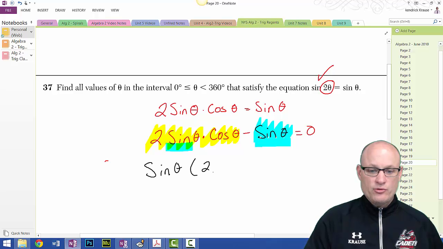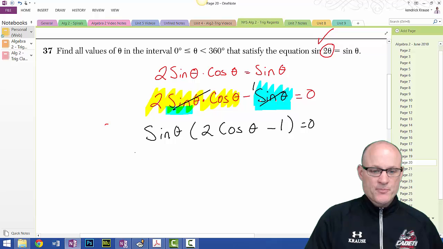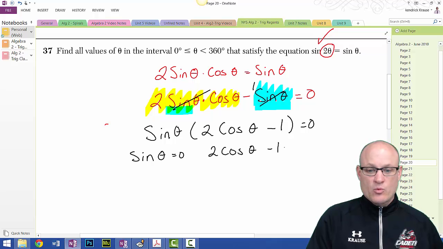And I'm left with 2 cosine theta minus, you don't get rid of everything. Don't forget there's a 1 right here. Minus 1 equals 0. That's the solving part of the whole thing. Now you just got to get the answers. Well, sine theta equals 0, and 2 cosine theta minus 1 equals 0.